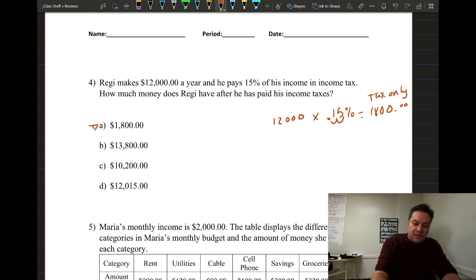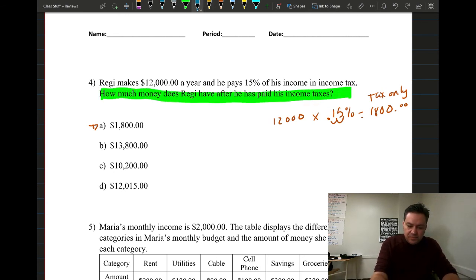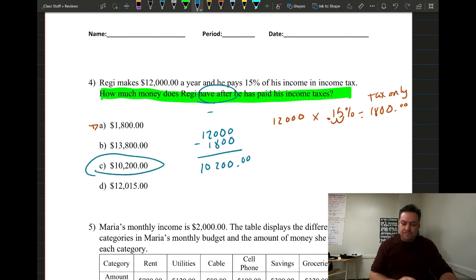They're asking how much money he has left after he paid his taxes. So that means they're going to have to subtract. So 12,000 minus 1,800, and you get 10,200, which is C. Now, if you added, you would get this one.